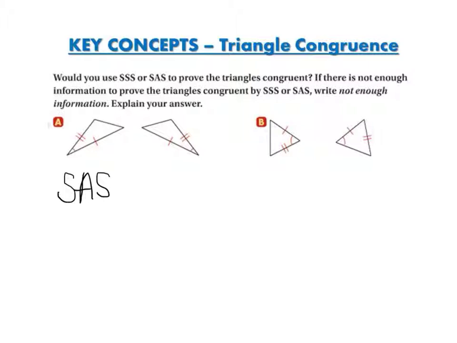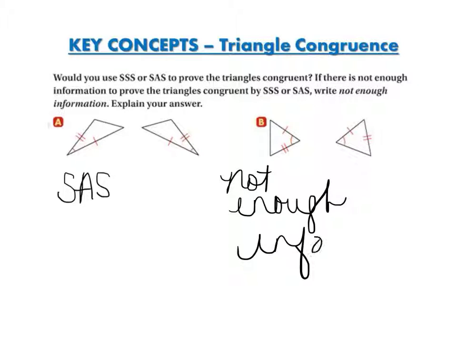I have 1 tick mark, 1 tick mark, 2 tick marks, 2 tick marks. Side, angle, but this isn't the side. It's way over here. So on B, there's not enough information.